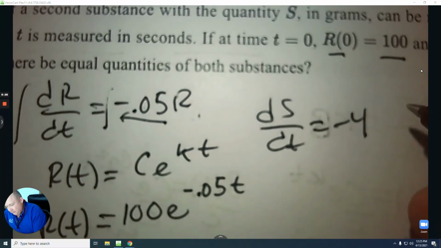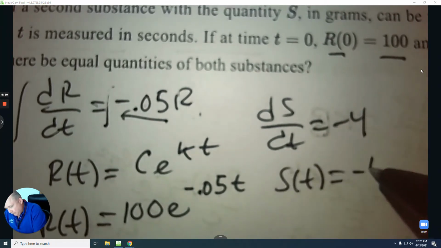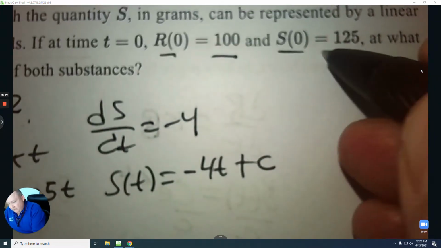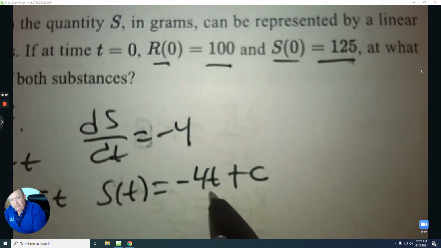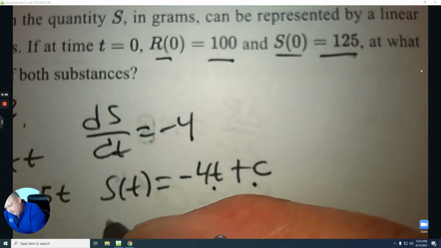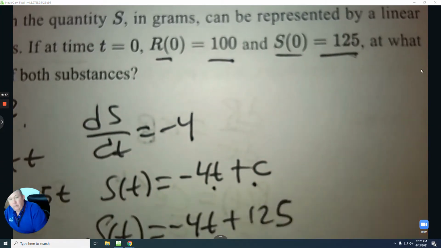When I integrate this with respect to time, negative 4 is just negative 4t, but I do need a constant. And then at 0, the answer is 125. So that means when you plug in 0 for t, the answer needs to be 125. So C is 125. So it's negative 4t plus 125.